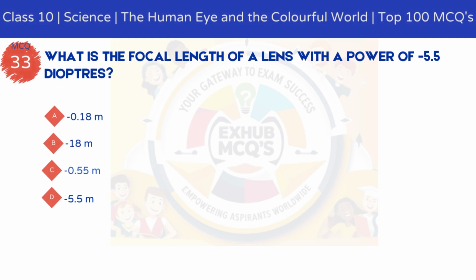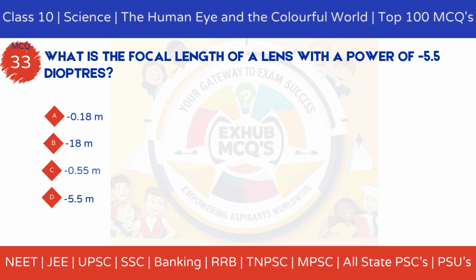33. What is the focal length of a lens with a power of -5.5 diopters? Option A, 9.18 meters. Option B, 18 meters. Option C, 9.55. Option D, 5.5 meters.